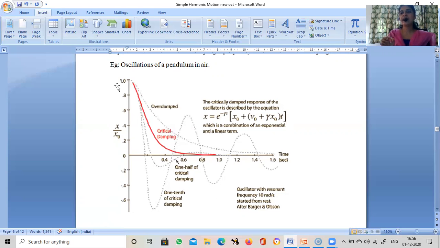It's a very important topic. It used to be asked in the university examinations. So all have to learn the differential equation of a damped harmonic oscillator and its solution. And you have to write it in your notebook.